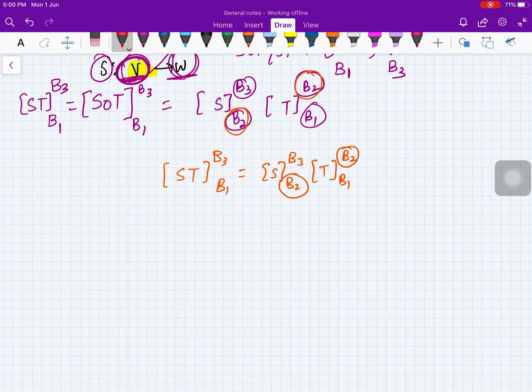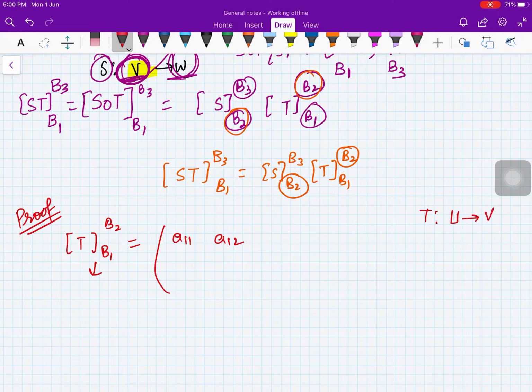So let us prove this. Proof. If I am saying that T with respect to B1, B2 is a matrix, say A11, A1, what is the size here? Can you tell me? You see T is a map from U to V. This is L dimensional, this is M dimensional. So this will be an M cross L matrix, right?